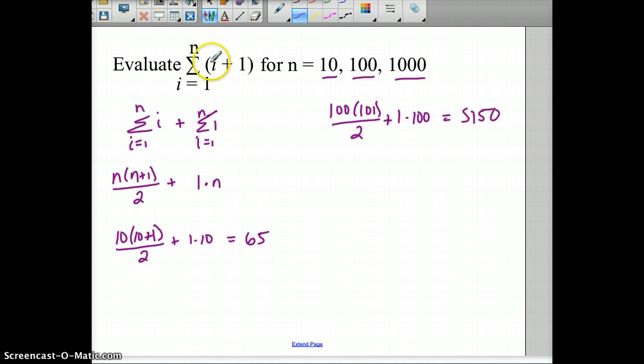We can do that for any summation. We're just going to break it up over the pluses or minuses and then do a formula for each piece of it. And if we had the summation of like 3i squared, you can pull that constant out and just do the summation of i squared and then do 3 times the answer. All right?